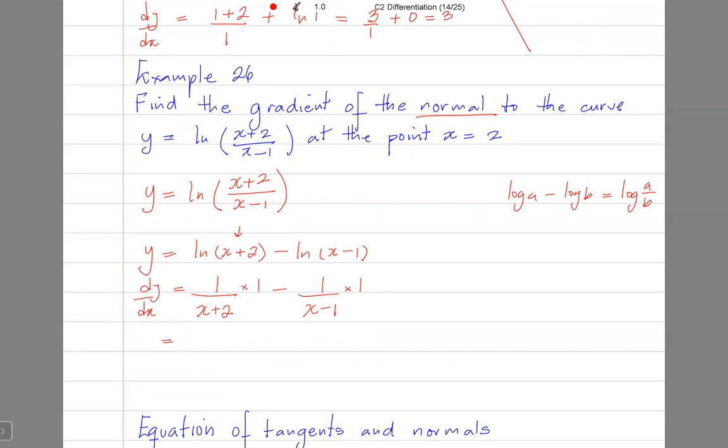So now when x is equal to 2, I'm going to get 1 over 2 plus 2, minus 1 over 2 minus 1, which is 1 over 1. So this is a half minus 1, which is minus a half.